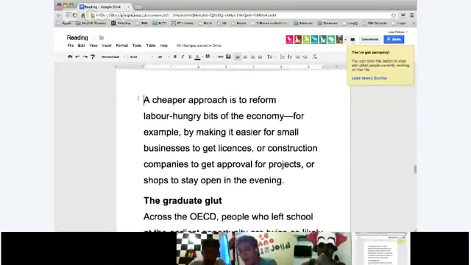So a cheaper approach is to reform labor-hungry bits of the economy.